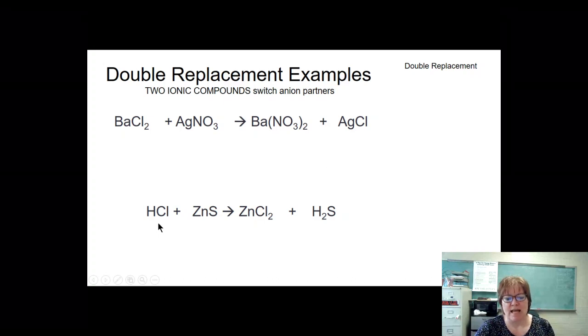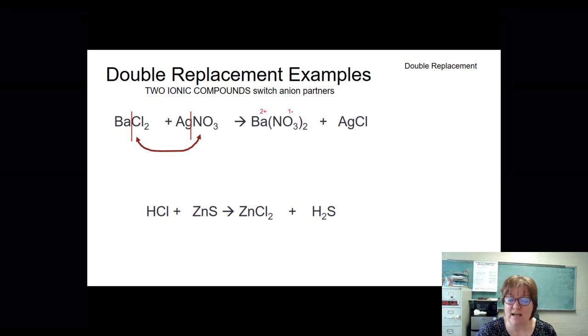In this reaction, we have HCl and zinc sulfide, making zinc chloride and hydrogen sulfide. So I see that the hydrogen was paired with chlorine and now it's paired with sulfur, and the zinc was paired with sulfur and now it's paired with chlorine. Again, I see some subscript changes, but that's because hydrogen is a +1 cation and zinc is a +2 cation. So when I recombine them, when I swap, I'm going to have different subscripts. Use the charges to determine the subscripts, create the products, then worry about balancing. We can see this is how I would go about figuring it out.